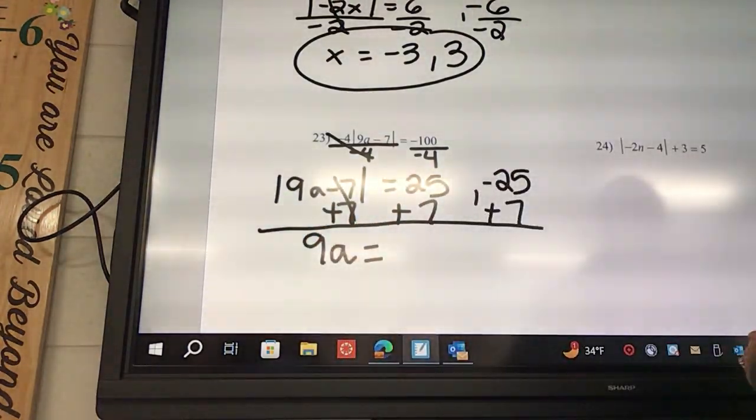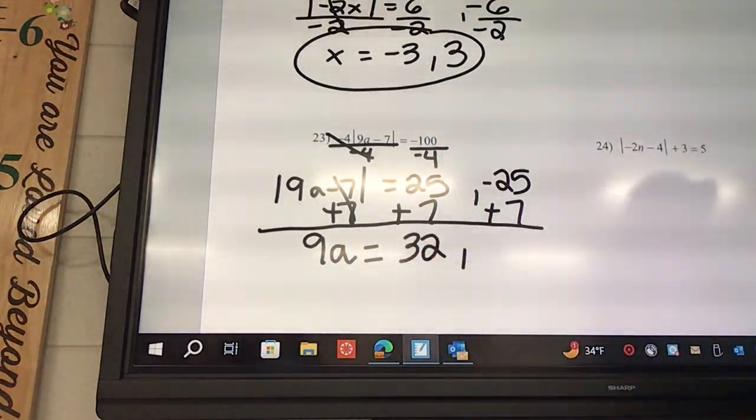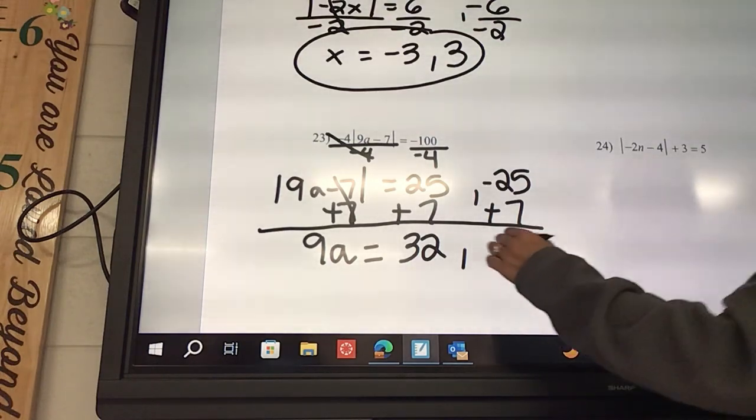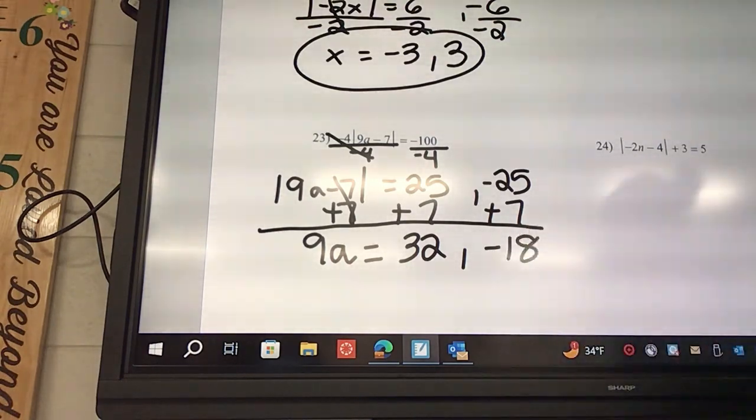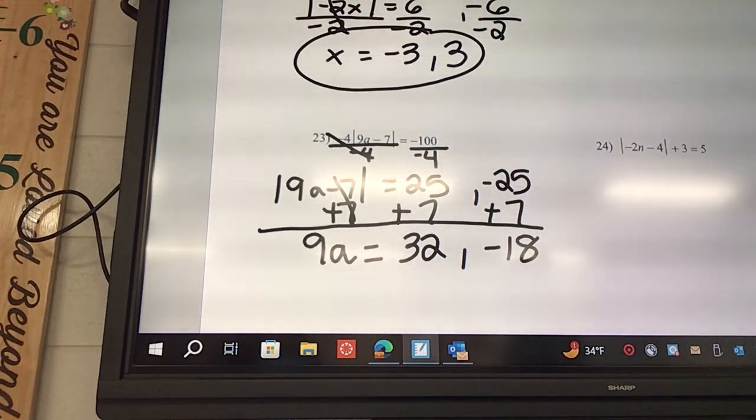25 plus 7 is 32. And then negative 25 plus 7 is negative 18. Somebody better check my math on those. I don't trust it. Is that right? Was 25 plus 7 32? Yeah.